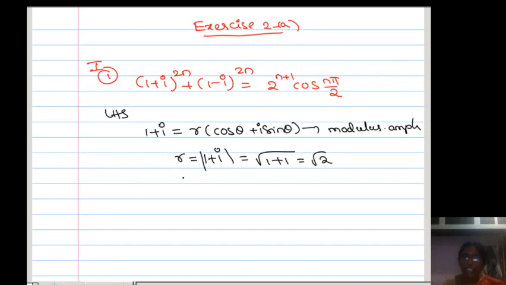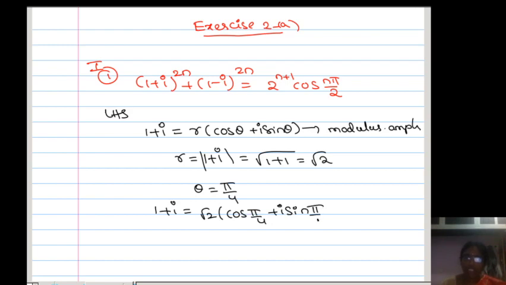What is theta? Theta is pi by 4. Why? Because tan inverse of y by x, so 1 by 1, tan inverse of 1 is pi by 4, first quadrant. So theta is pi by 4 and r is root 2. How to write this complex number z equals 1 plus i in polar form, the modulus amplitude form? 1 plus i is equivalent to root 2 into cos pi by 4 plus i sin pi by 4.